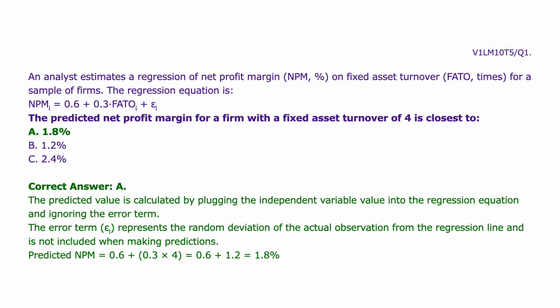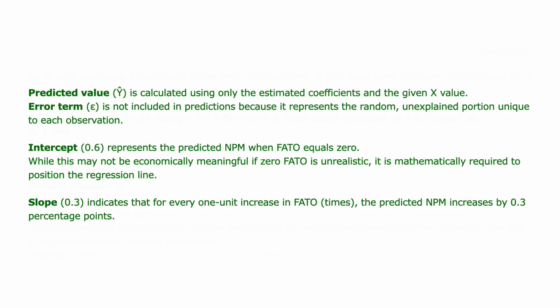When making a prediction, you must use the estimated regression coefficients and ignore the error term, which represents random deviations unique to individual observations. The intercept 0.6 provides the baseline value of the dependent variable when the independent variable is 0, while the slope 0.3 defines the sensitivity of the predicted return to each 1 unit change in the index.